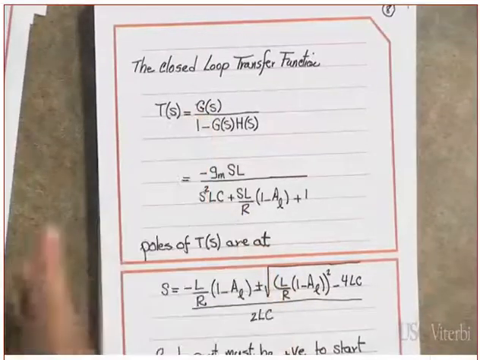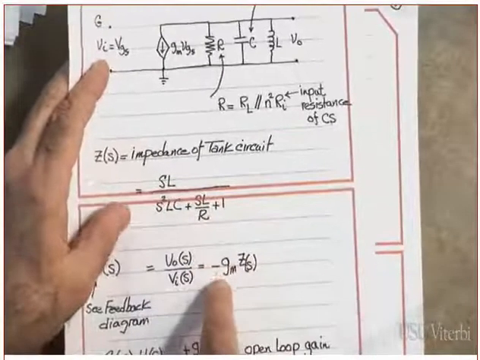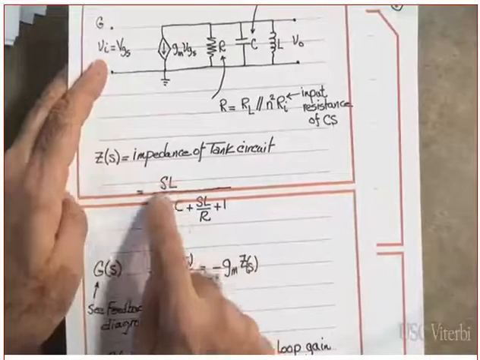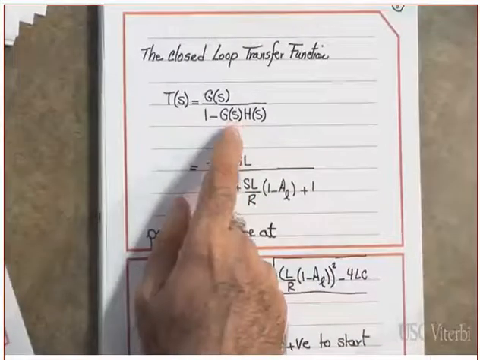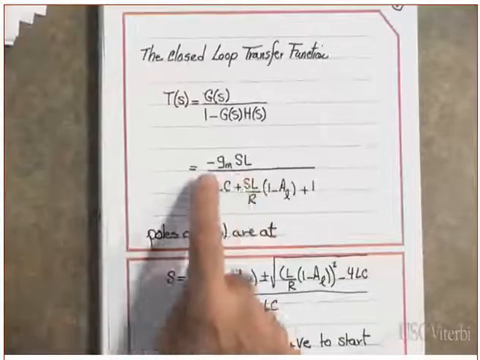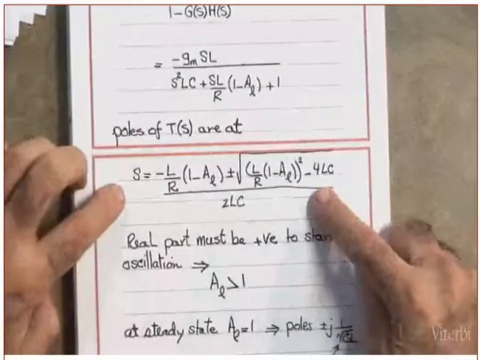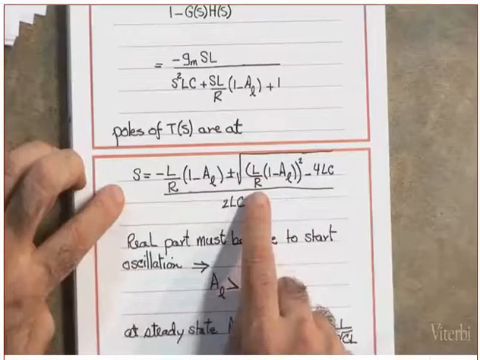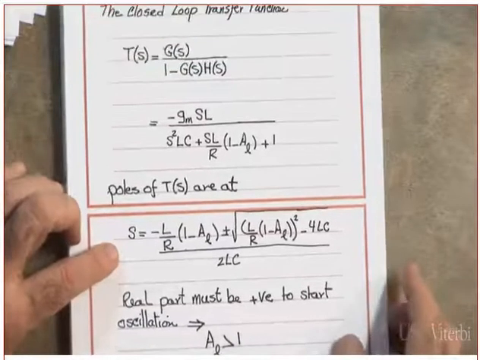If you plug in the G of S, which is minus Gm times this, and you divide it by 1 minus G of S, H of S, which is this, 1 minus this, and you simplify, this is what you get. Are you following me or not? Do you need me to show you this, or can you handle it yourself? Did you lose me?